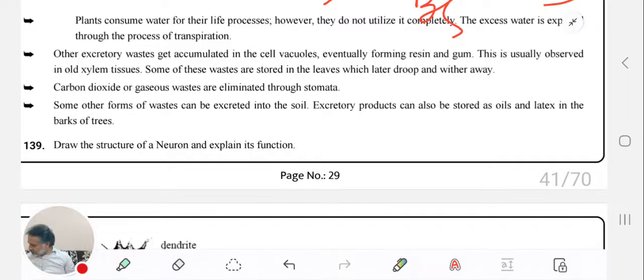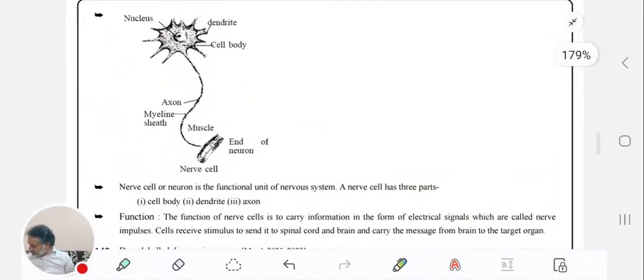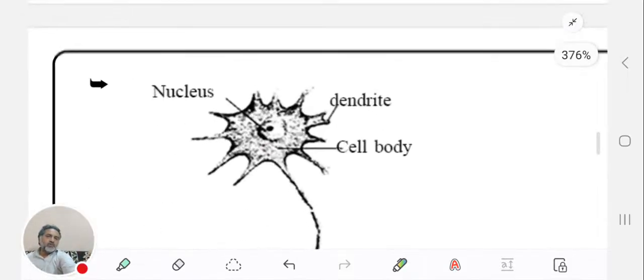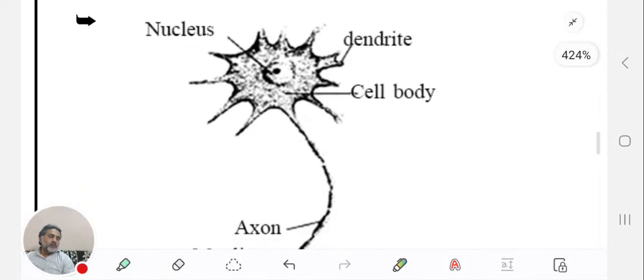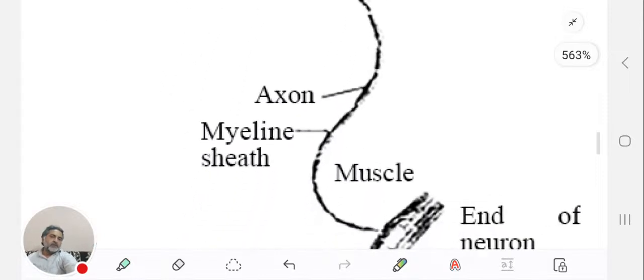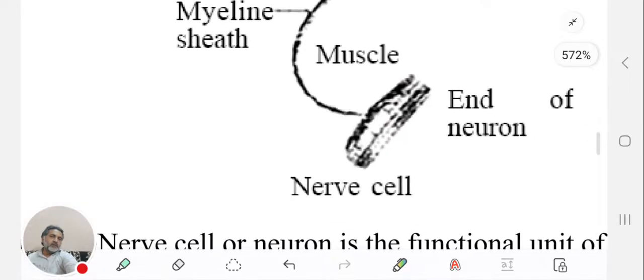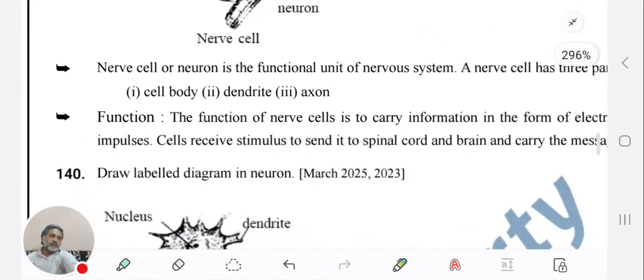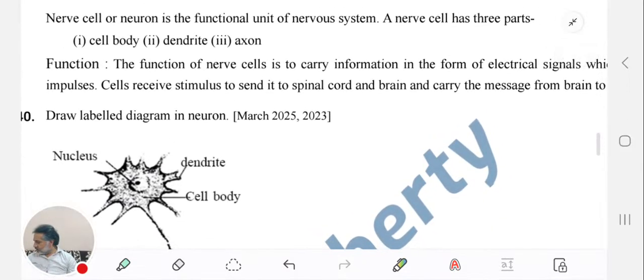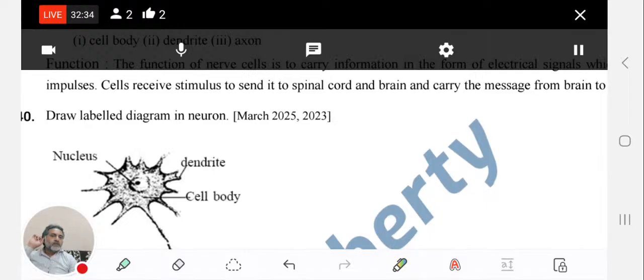Draw the structure of neuron and explain its function. Nerve cell or neuron: dendrite, nucleus, cell body, axon, myelin sheath, end of neuron. Nerve cell or neuron is the functional unit of nervous system. A nerve cell has 3 parts.